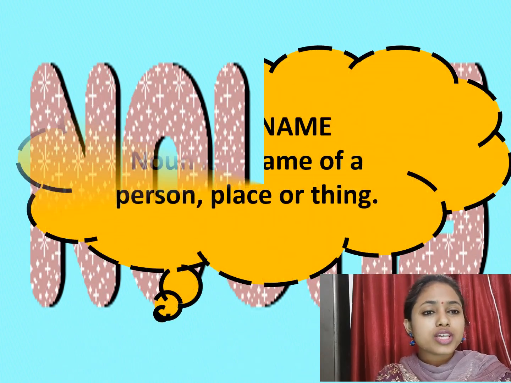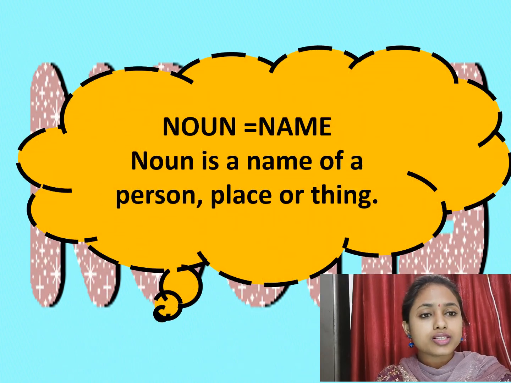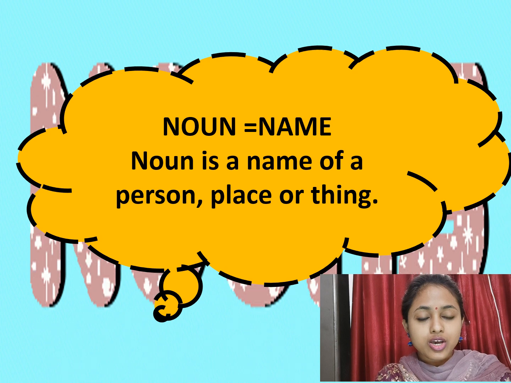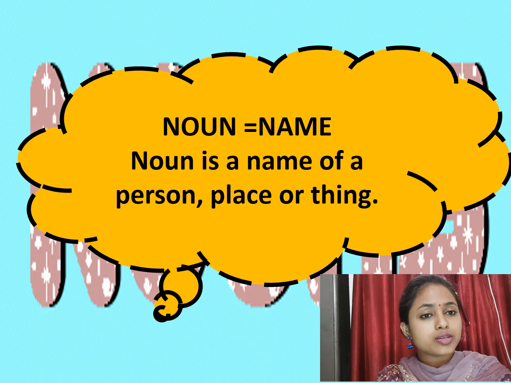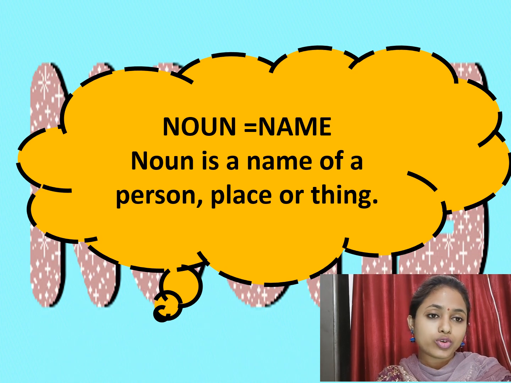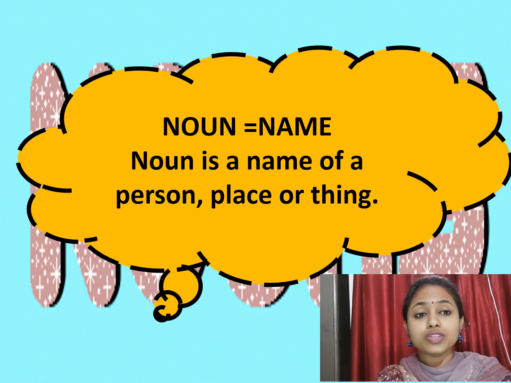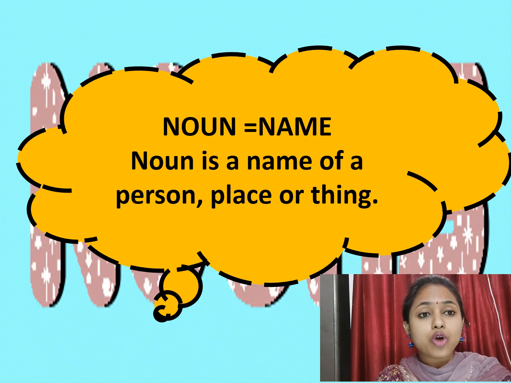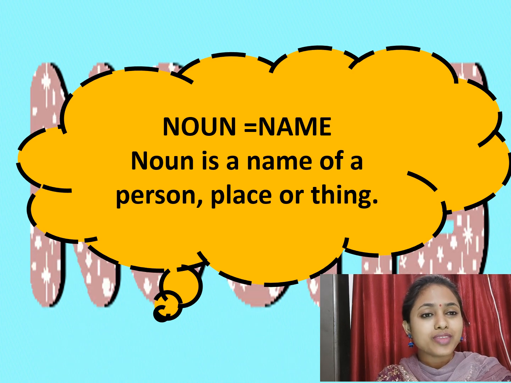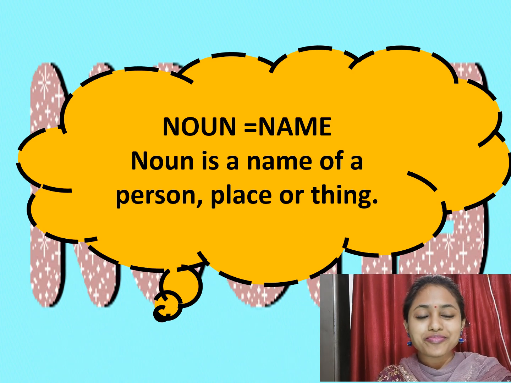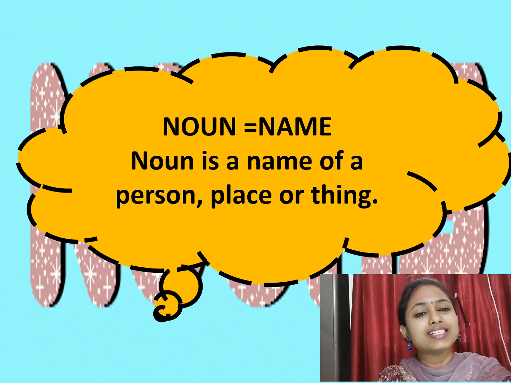So what can you see in this slide? You can see the definition, right? What is the definition saying? Definition is saying noun is a name of a person, place or thing. Okay? Something else is also written over there. What is it? Noun is equal to name. Can I say that? Please think over it, students. And while you are thinking, I'm moving forward and let's see what is there in the next slide.